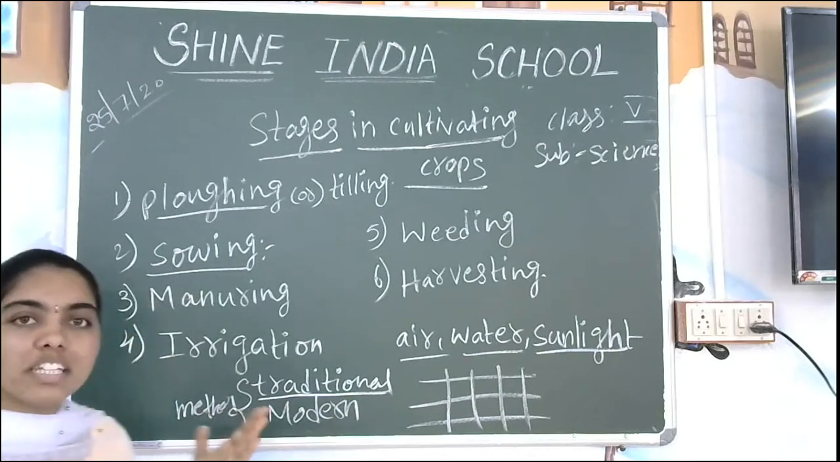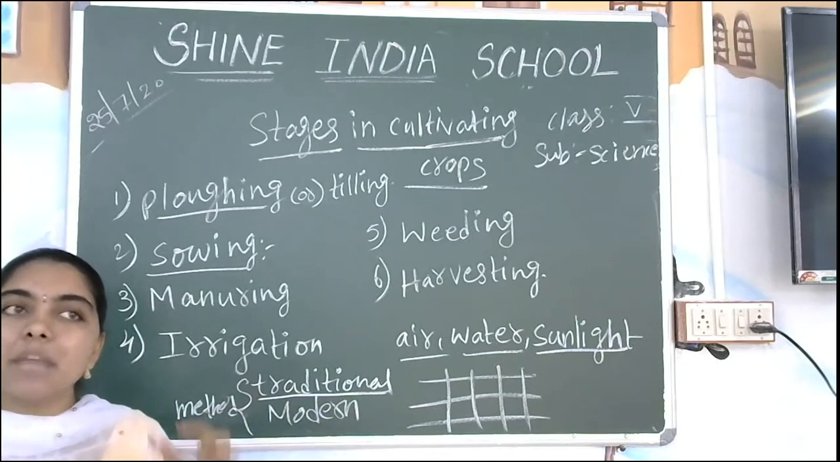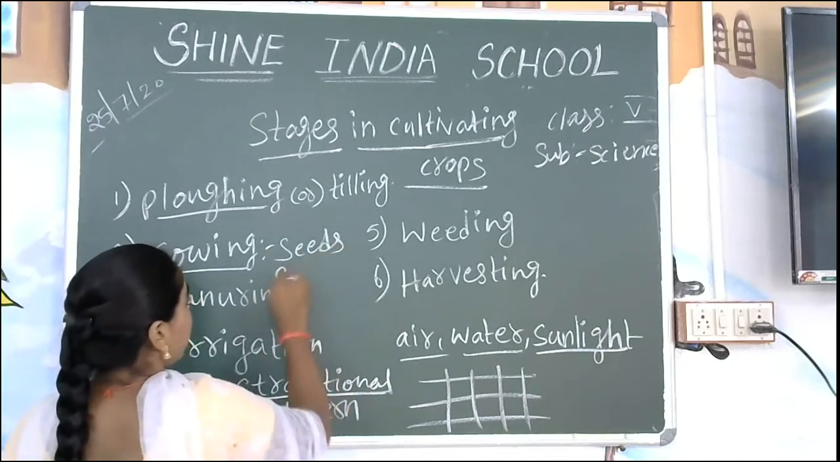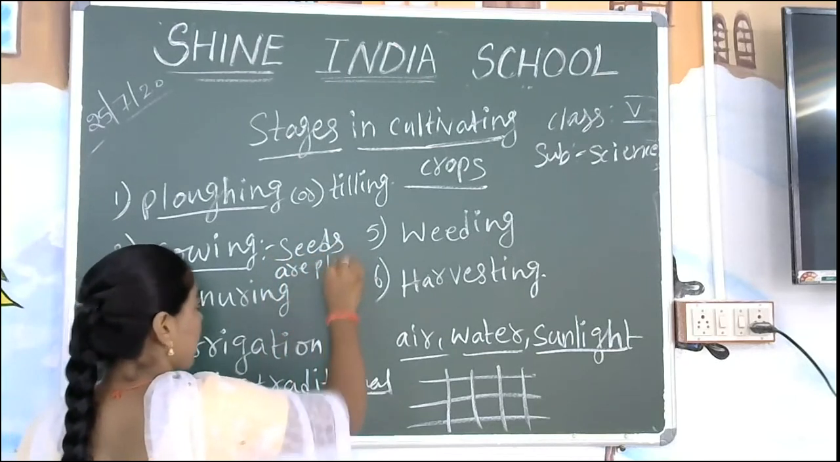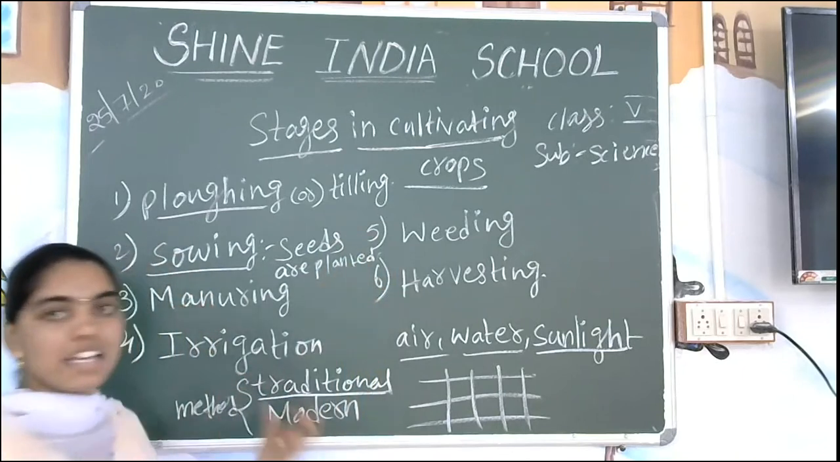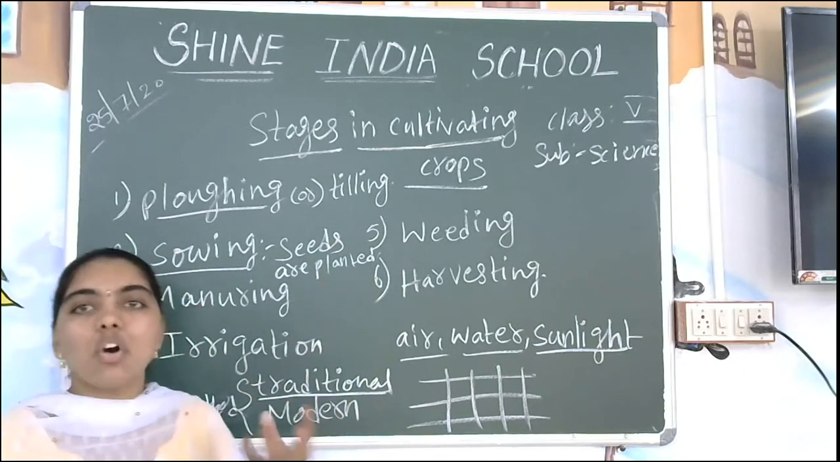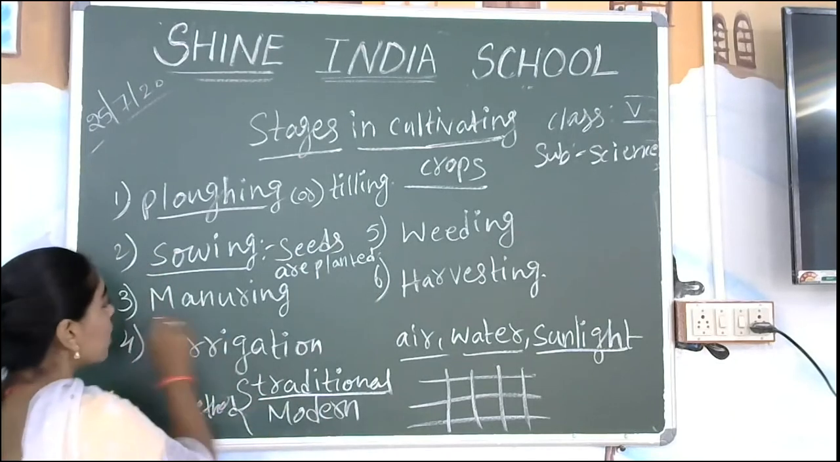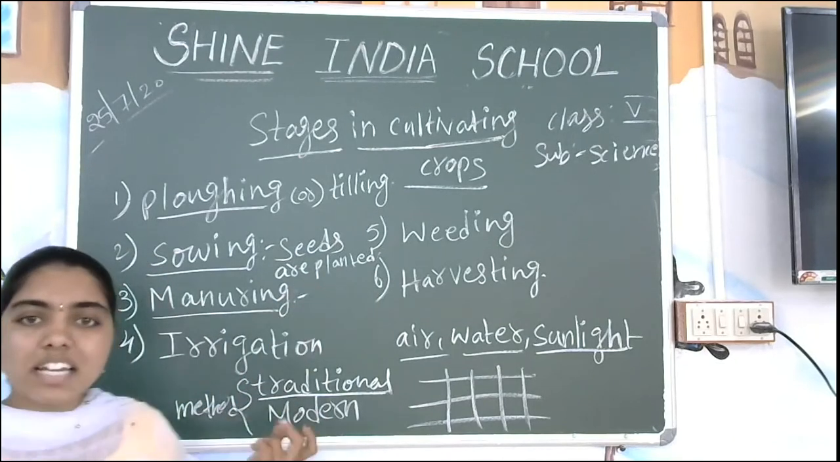What is meant by sowing here? Yes, seeds are planted in the soil. Mainly, seeds are planted. That is the main point here. How do they plant? Yes, by using their hands or by using machines or tools. What is the next one here? Manually. What is the next one?